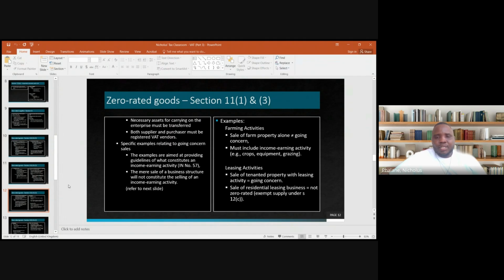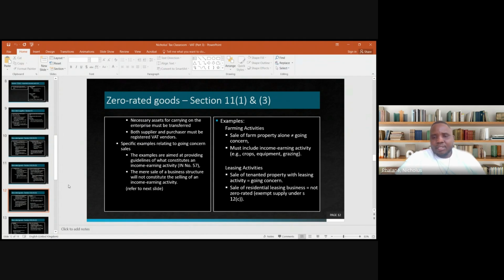The first example that we're looking at is farming activities. So basically, we are saying the sale of a farm property alone does not constitute the sale of a going concern. So the transaction cannot be zero rated, right? For it to be a sale of a going concern, you must include an income earning activity, right? So you need to sell the farm property together with things like the crops, equipment, grazing, etc. So all the income earning activities of that farm must then also be sold together with that farm, all right?